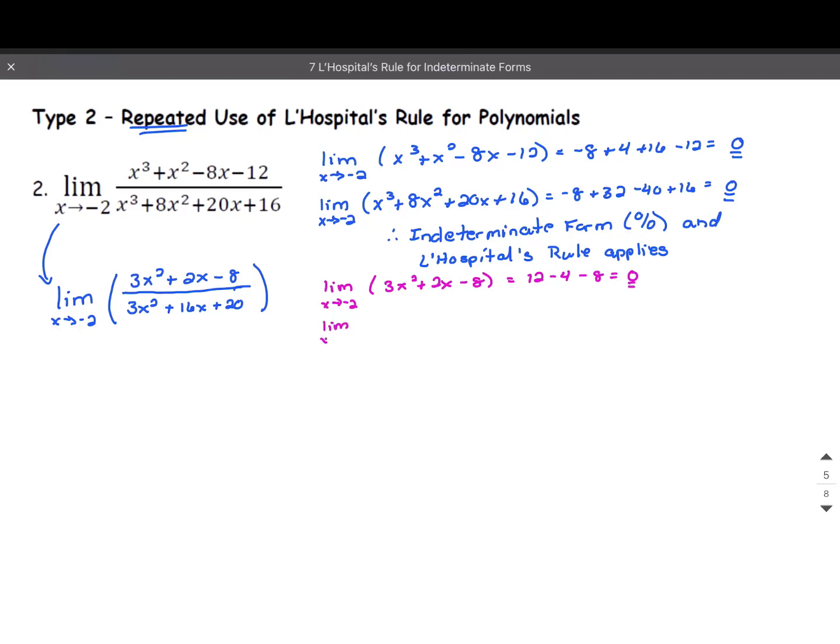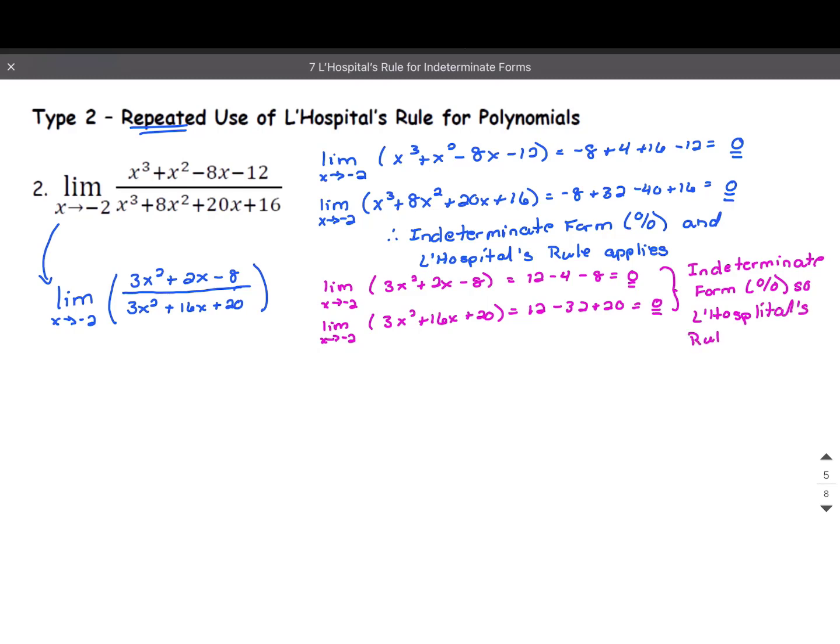Then we're going to do the limit as x approaches negative 2 of the bottom piece, 3x squared plus 16x plus 20. Well, 3 times negative 2 squared is still 12. Then we have 16 times negative 2 is minus 32. And then we have a plus 20. 12 and 20 is 32. So when we subtract 32, we're going to get 0. And if we look at these two pieces, again, this is an indeterminate form. Zero over 0. So L'Hopital's rule applies.